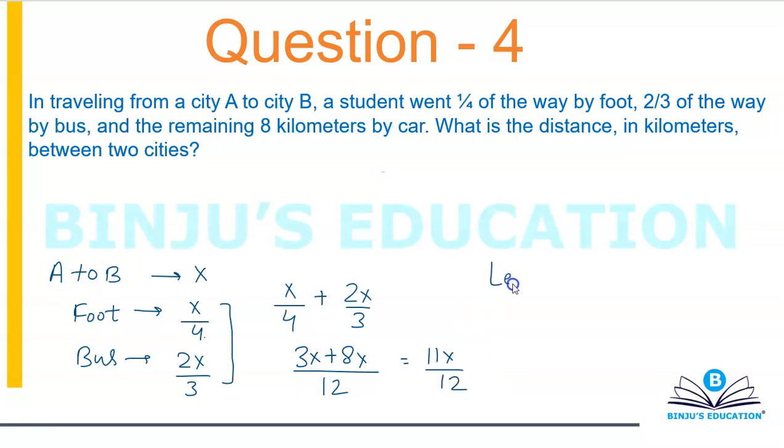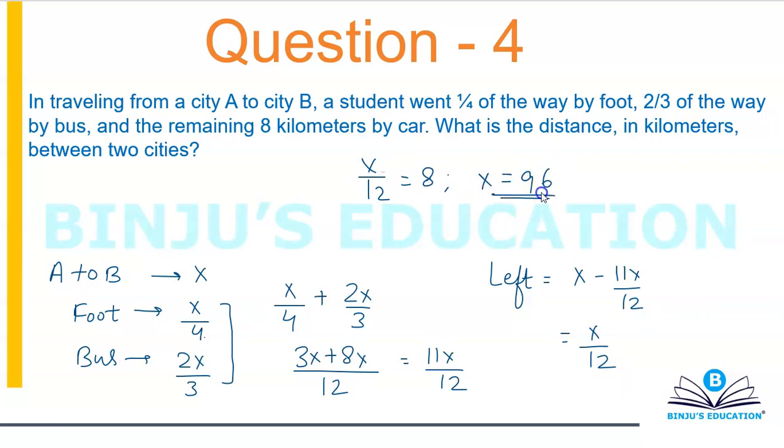That means leftover distance will be x minus 11x by 12. That is equal to x by 12. So this distance, that is x by 12, would be covered by 8 kilometers in car. So I can say that x by 12 is equal to 8, which will give you x is equal to 96. That's it. And you're done with the question.